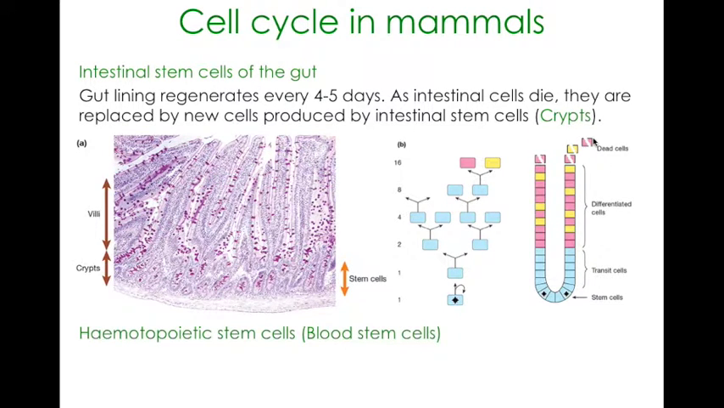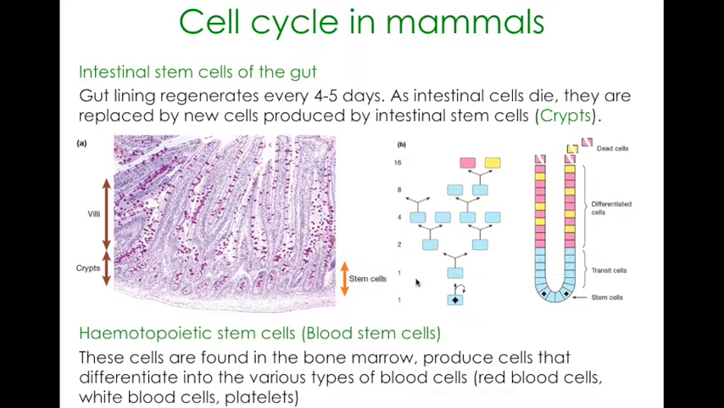Okay. The last example we've got is the hemopoietic stem cells, which are blood stem cells. These cells are found in the bone marrow. So it's interesting that blood is produced in the bone marrow. The bone marrow contains the stem cells required to produce blood cells. So all of your different types of blood cells, your red blood cells, your white blood cells, platelets, they come from a blood stem cell. The blood stem cell will differentiate into those different types of cells in order for you to have the function that the blood has. Red blood cells carry oxygen, white blood cells are for immunity, and platelets are for clotting.